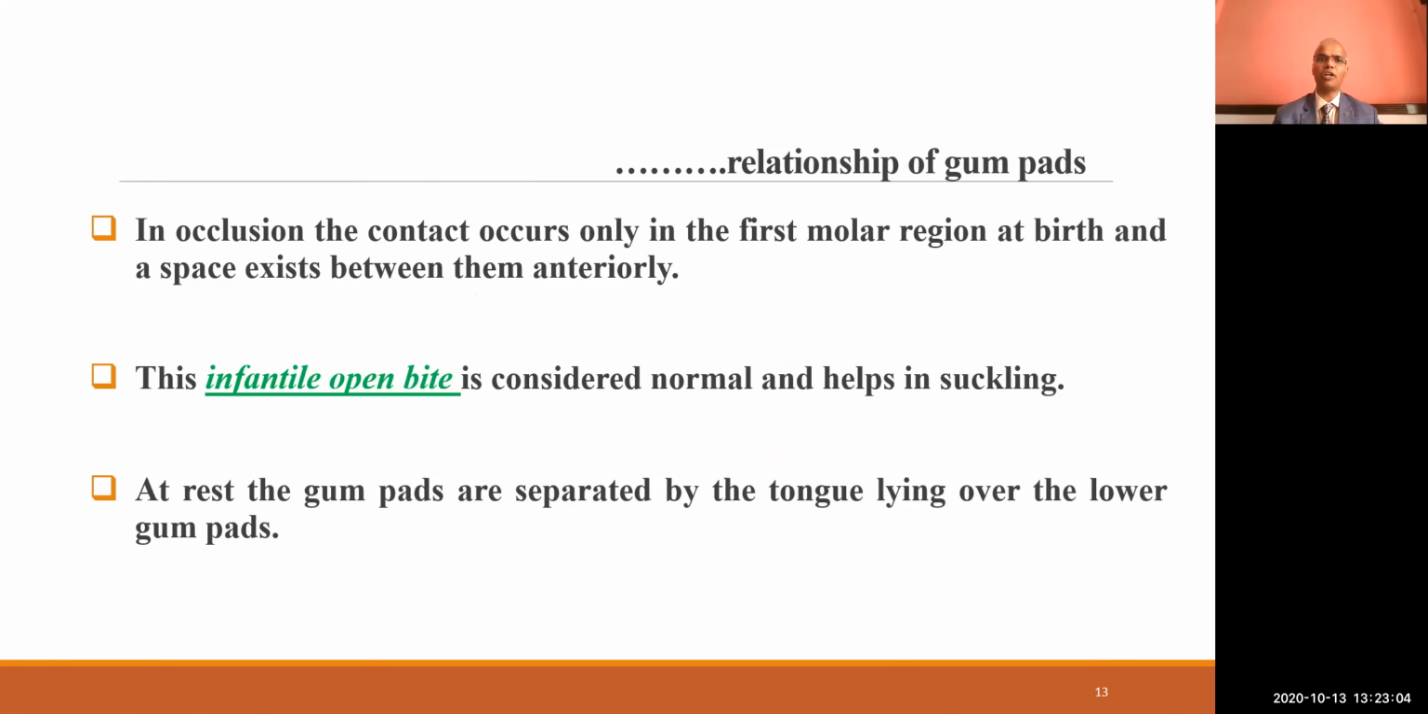In occlusion, contact occurs only in the first molar region at birth, and a space exists between them anteriorly, which is called infantile open bite. This infantile open bite is considered normal and it helps in suckling for the babies. At rest, the gum pads are separated by the tongue lying over the lower gum pads.